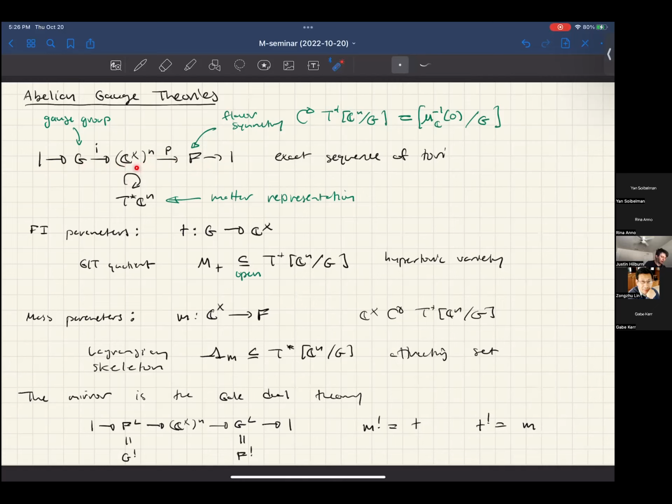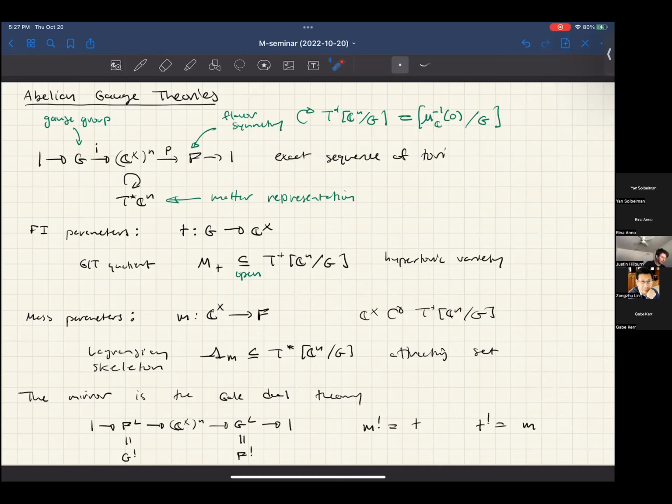This torus C star to the n naturally acts on T star C to the n, which is holomorphic symplectic or even hyper-Kähler. This is called the matter representation. This group here is called the gauge group, and this leftover residual symmetry is called the flavor symmetry. One thing that will be important is that you can look at the stack T star C to the n mod G, and it will have a residual F symmetry.